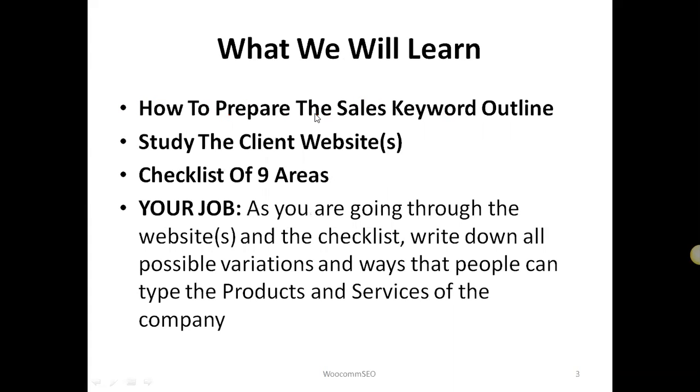And what we will learn in this video is how to prepare the sales keyword outline by studying the client website or the websites. Sometimes clients have more than one website, and we'll cover the checklist of the 9 different areas that we will be focusing on. And your job is, as you're going through the website and the checklist, you want to write down all of the possible variations and ways that people can type the product and the services of the company.